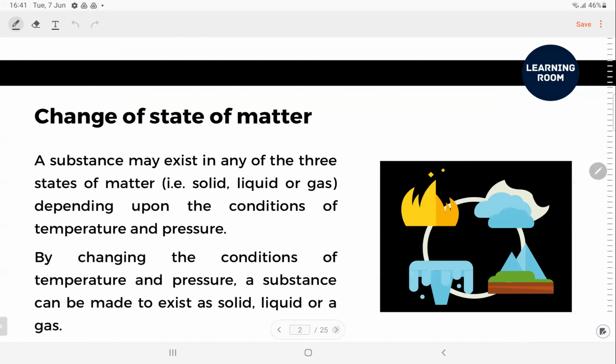You already said the changes will depend upon two important factors, that is temperature and pressure. In higher terms, we will say two important factors, that is molecular force and kinetic energy, even when you are comparing these two factors.